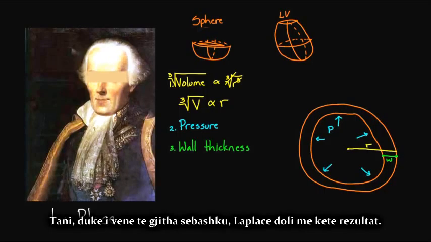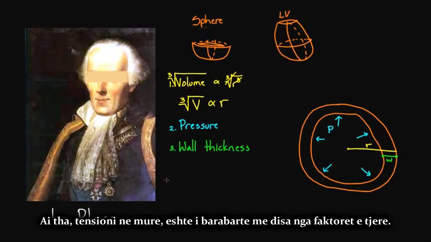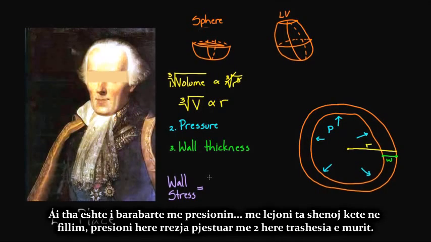Now, putting it all together, Laplace came up with this. He said, well, the stress of the wall, we'll call it wall stress, is equal to some of these other factors. He said it's equal to pressure, let me write that first, pressure times the radius divided by 2 times the wall thickness, 2 times W. So that was the relationship.